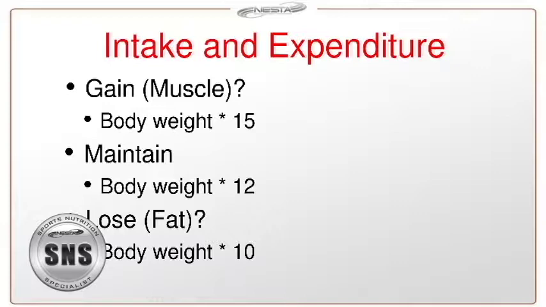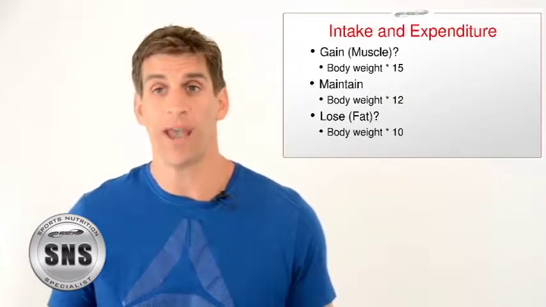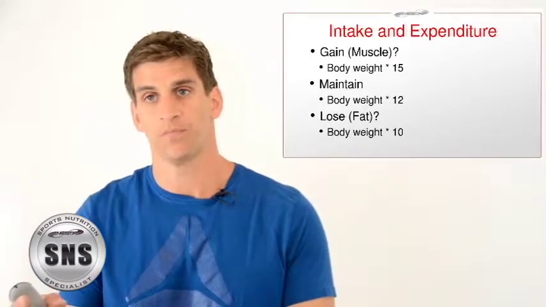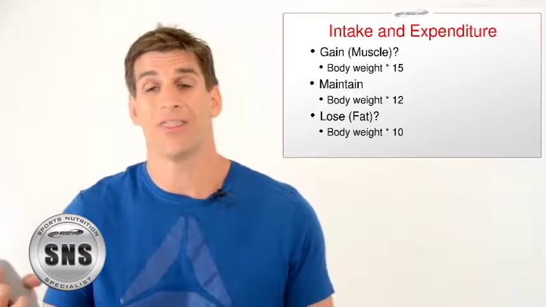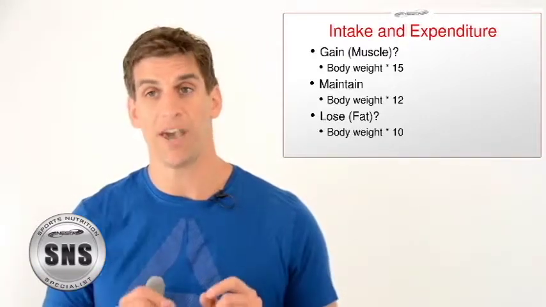If someone is looking to gain muscle mass, usually a very simple approach is to multiply their body weight times 15. So for example, if you're working with an athlete who weighed 200 pounds, you would multiply 200 pounds times 15, which would put them right around 3,500 calories a day. Again, that is a very simplified approach.